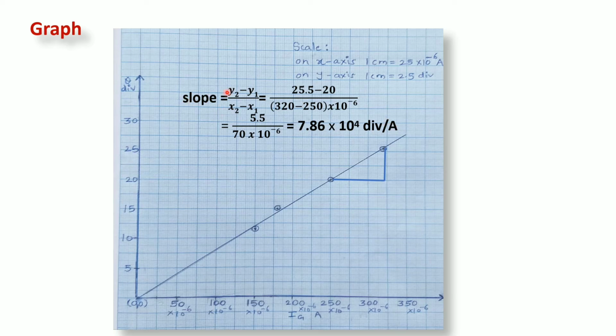Now slope is nothing but y2 minus y1 upon x2 minus x1. But what is along the y-axis? Theta. So that will be theta 2 minus theta 1 upon I2 minus I1. And that is nothing but the current sensitivity by graph. So by graph, what value have we got? 7.86 into 10 raised to 4 divisions per ampere. Clear?